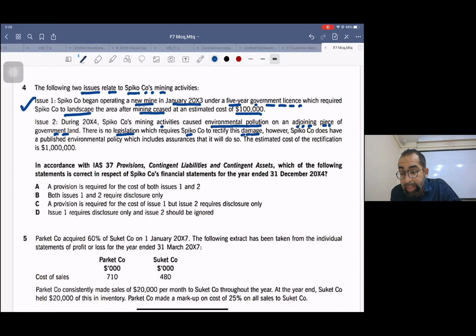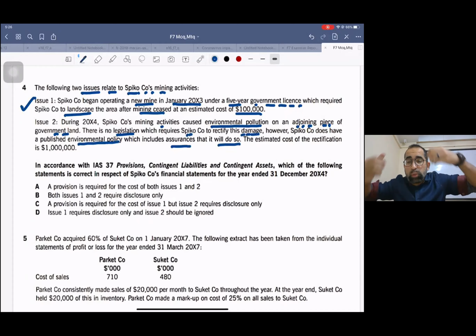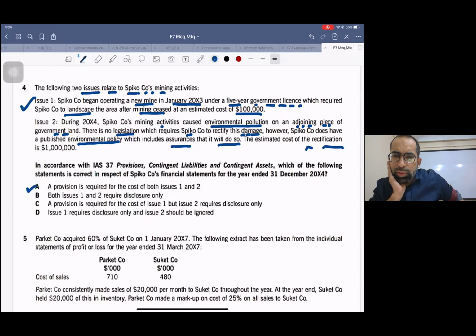However, Spyco company does have a published environmental policy which includes assurances that it will do so. Yes, you have already announced the policy publicly. Once you have announced it, it has created a valid expectation, and once a valid expectation is created, there is a constructive obligation. So in this case also you need to book the provision. So the answer is A. Read it. This was not difficult at all. The first one is about legal obligation and the second one is about constructive.